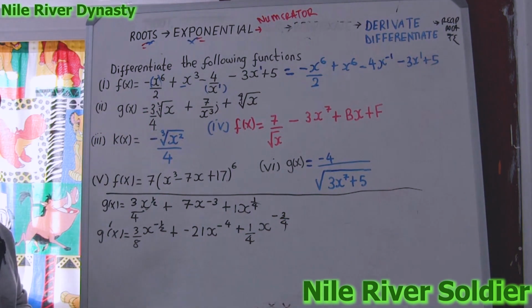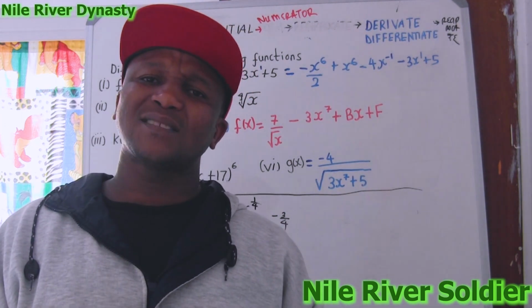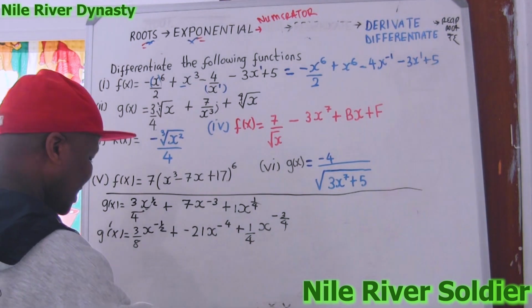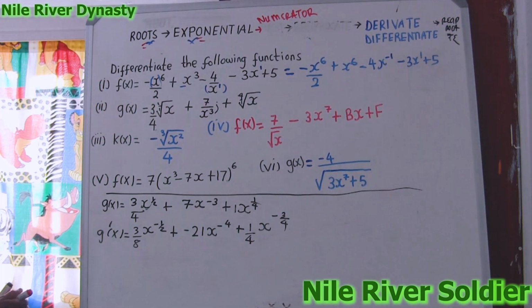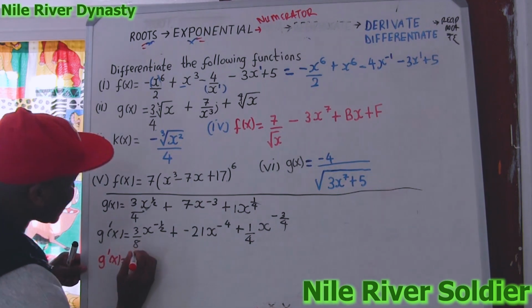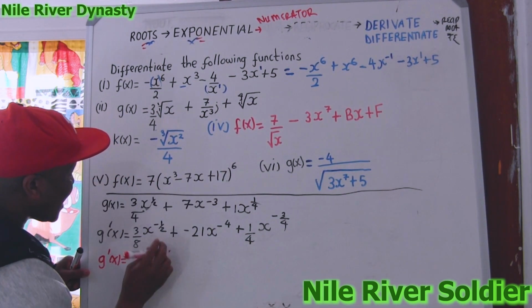So we have already differentiated, but you can't leave your final answer like that. You know what I'm saying? So for our case, now we have to reciprocate finally. So this is differentiated, brother. So we have to reciprocate finally. So for the reciprocation, this is g prime, the derivative, over 8, and then take to the bottom.